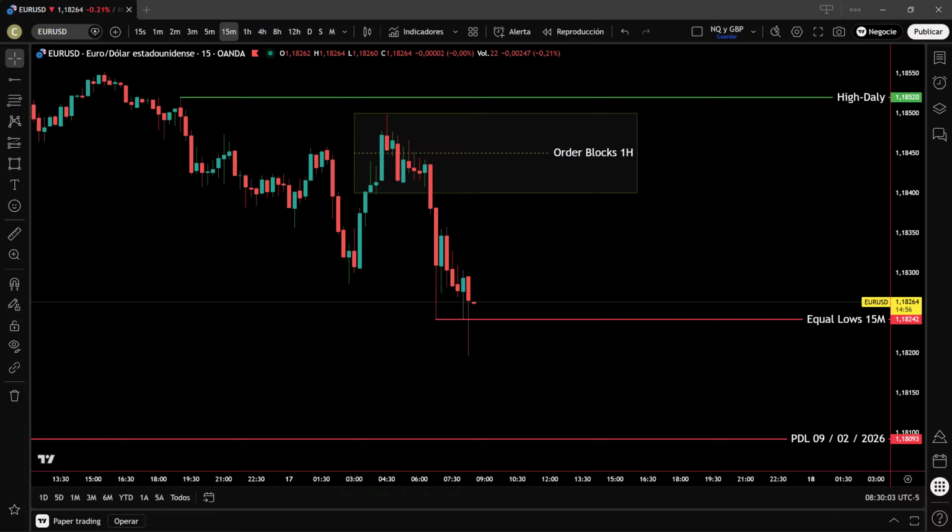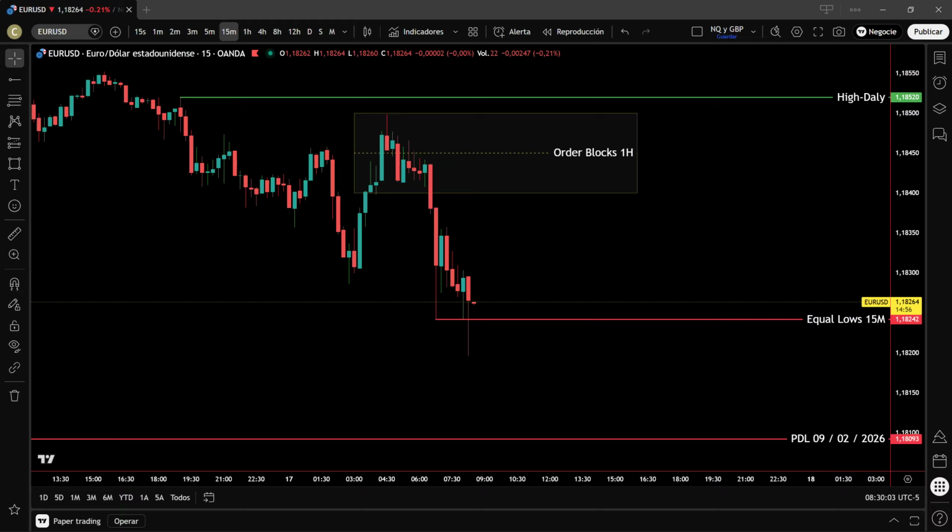We officially welcome the New York session. With the clock striking 8:30, volatility has made its grand entrance. On this 15-minute chart, observe the price behavior following that initial rejection wick. The market has returned exactly to the same previous level, creating what we call equal lows in the 1.1824 area.